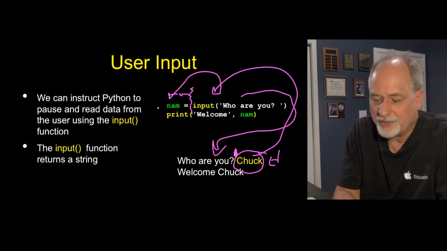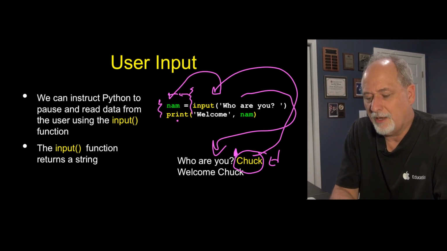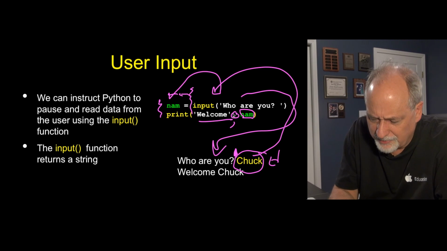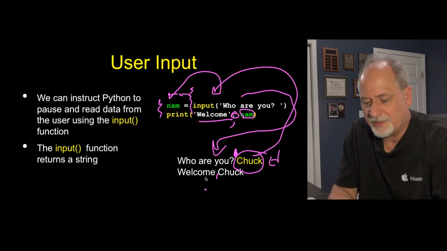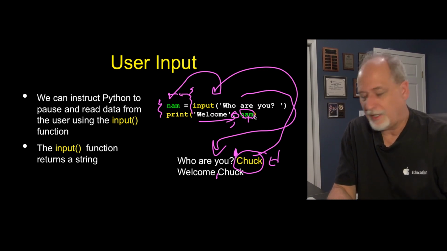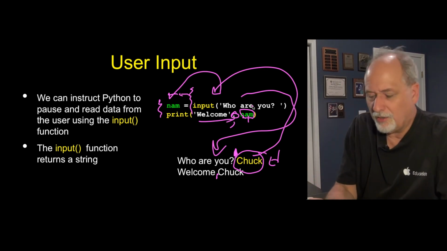Now then we go sequentially to the next line. It prints out welcome, comma, contents of the variable NAM. Now this comma here actually does put the space in automatically, so it says welcome space Chuck. There's no space in Chuck, just the CHUCK. And so print can take more than one thing separated by commas. As a matter of fact, print can have a whole bunch.